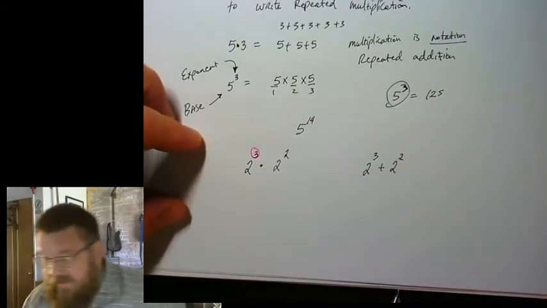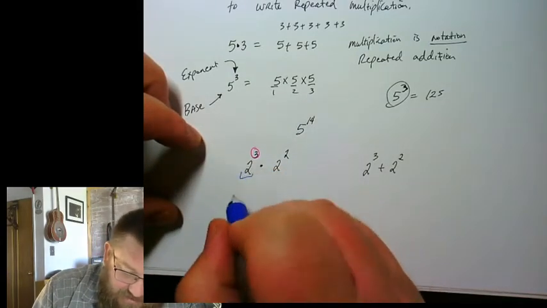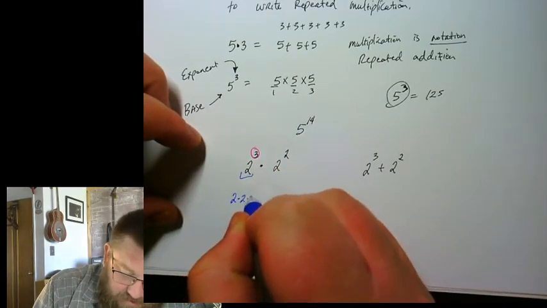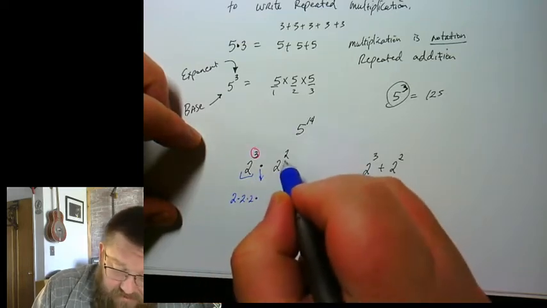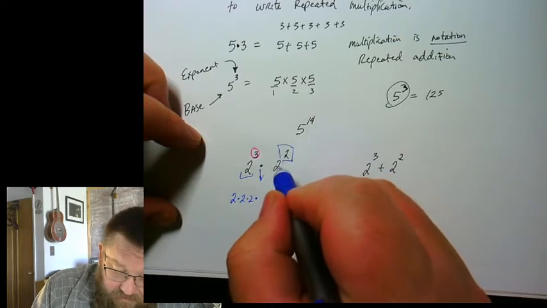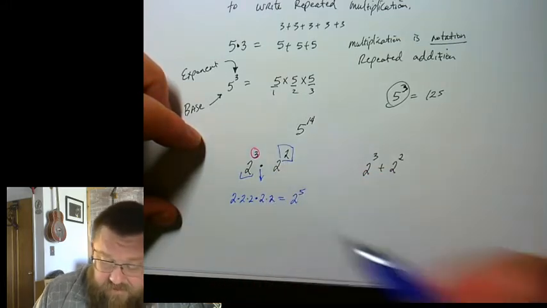Bye, pen. Anyway, of this, 3 of those. So that would be 2 times 2 times 2. Now you see this right here says they are multiplying still. This says there are 2 more of the base multiplying. So that would be 2 to the 5th.